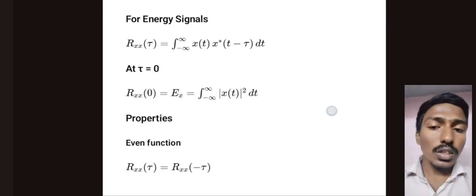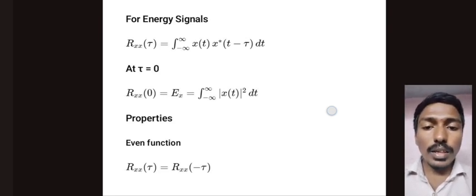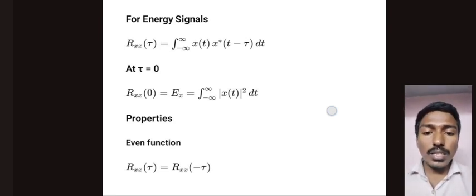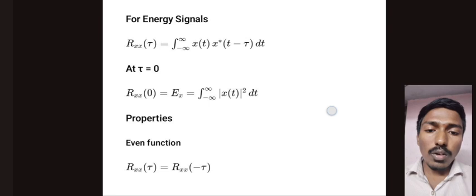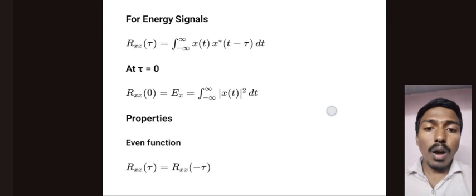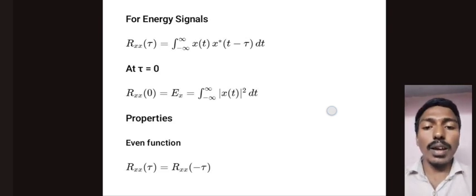At tau equal to 0, meaning the shifting is 0, Rxx of 0 is equal to Ex, which means we can find the energy. How? The integral from minus infinity to infinity of mod x of t whole square dt. So x of t into x conjugate of t becomes the modulus of x of t squared. That's its property. It is also an even function: Rxx of tau is equal to Rxx of minus tau.